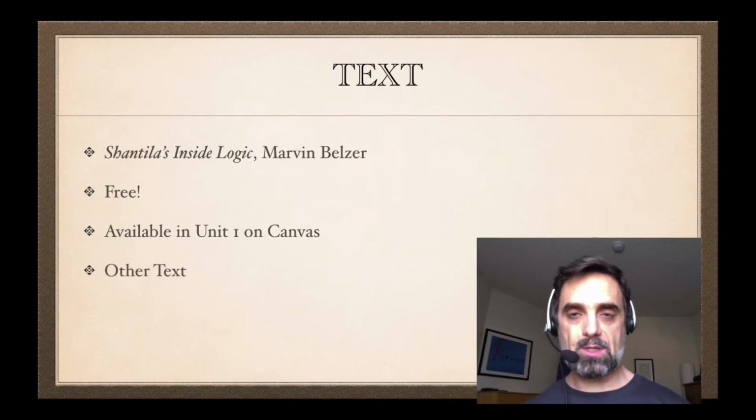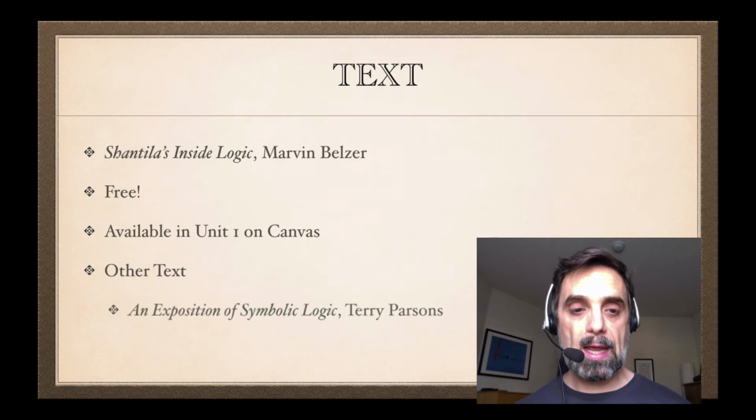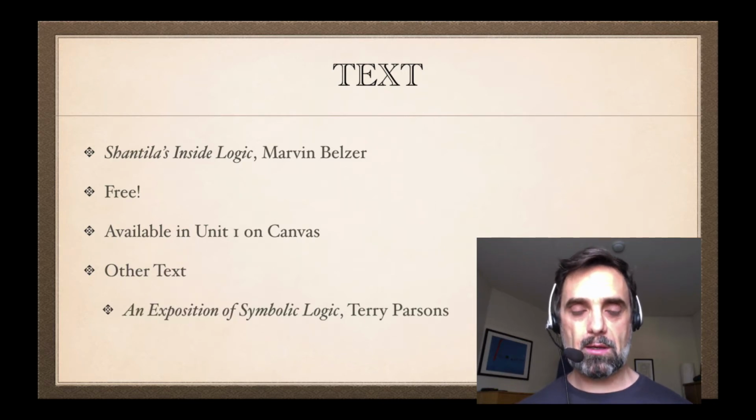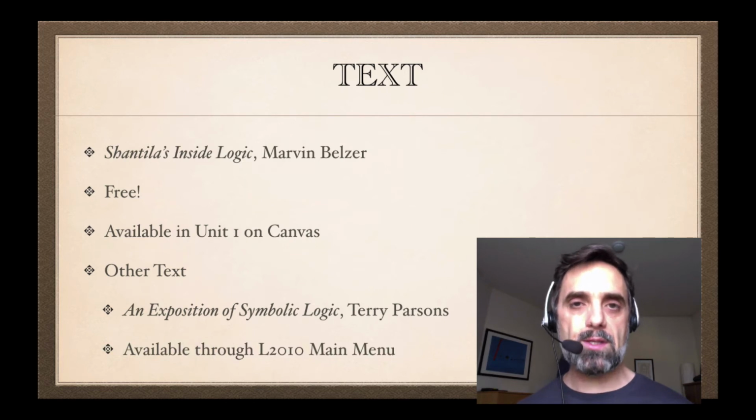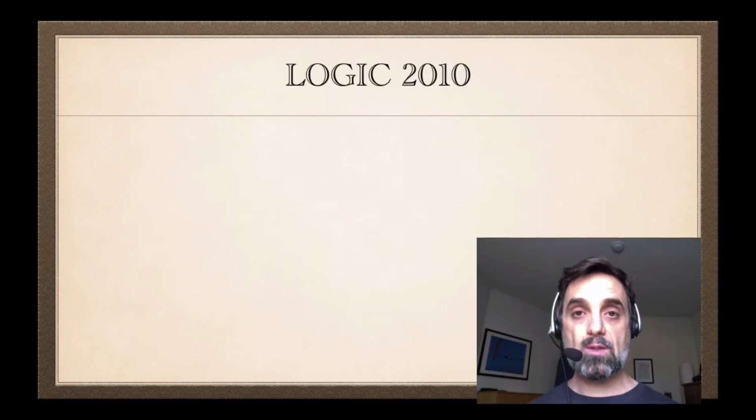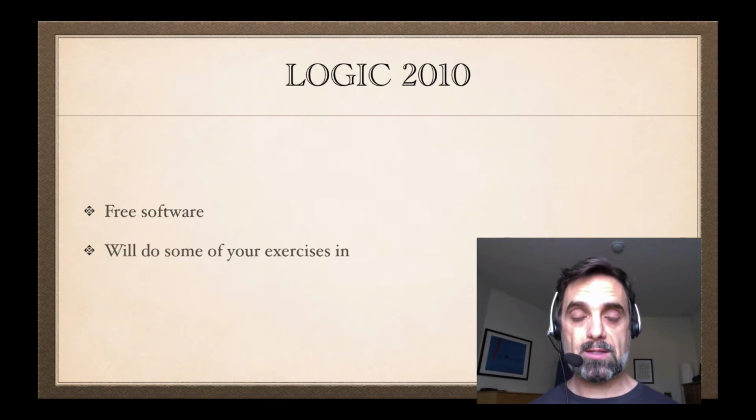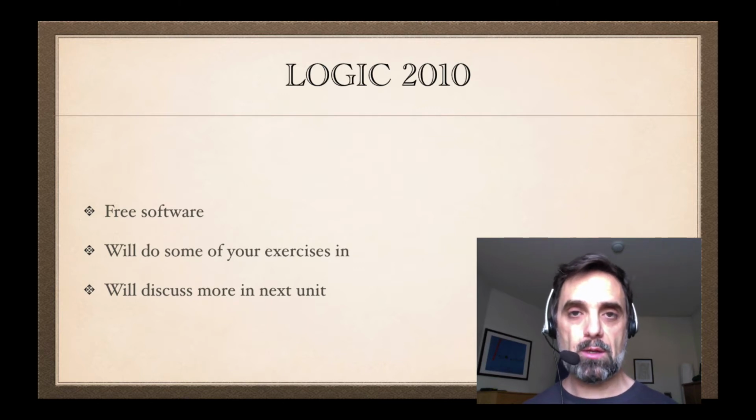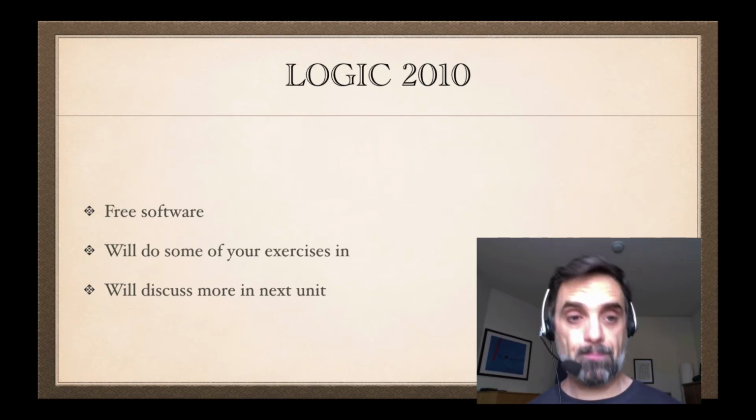There's another text which is sort of a backup text, if you'd like to read more about the material from another somewhat different perspective and presentation, also free. It's called An Exposition of Symbolic Logic, written by Terry Parsons, and that's available in the Logic 2010 program in the main menu, and I'll show you where that is when we get more into the Logic 2010 program. The Logic 2010 program is free software. You'll be doing many of your exercises in it, and I'll discuss it more in the next unit. You won't be doing any exercises in it for the first unit, although one of your homework assignments for this first unit due on Wednesday is to create an account in it.